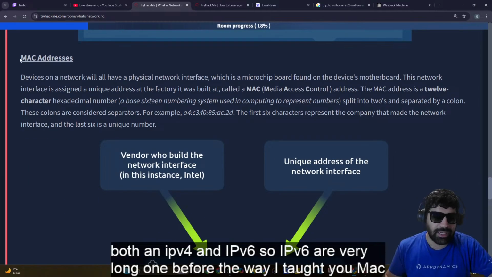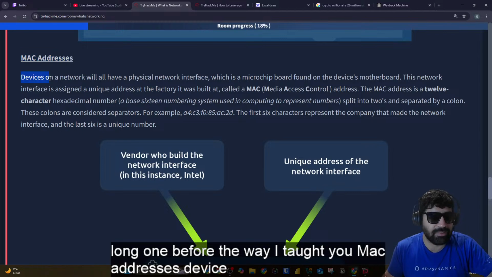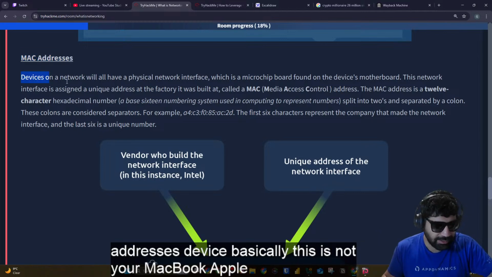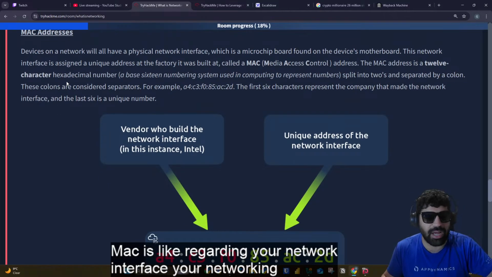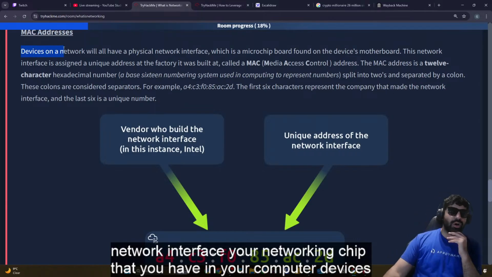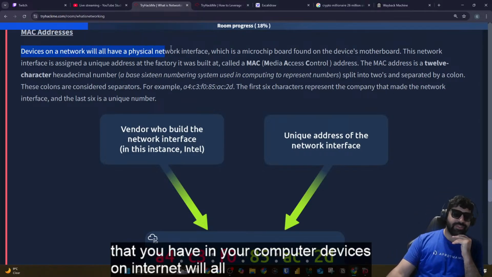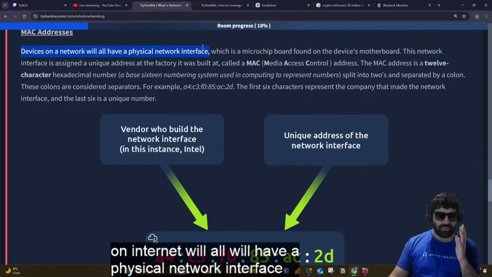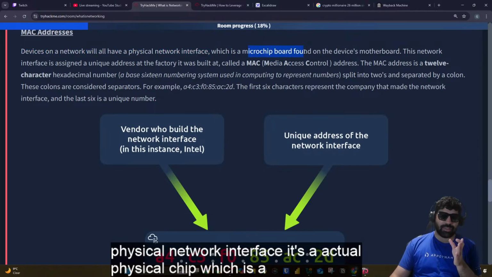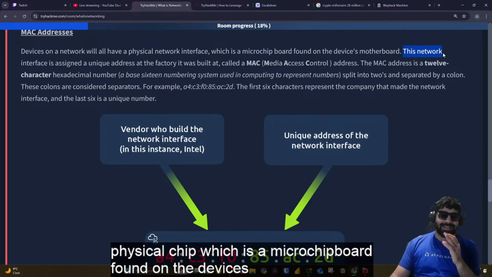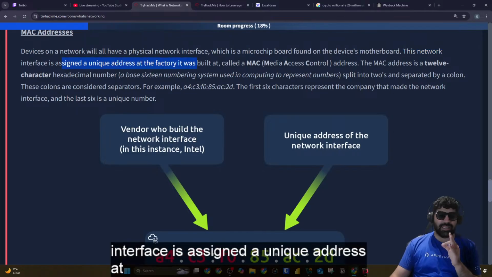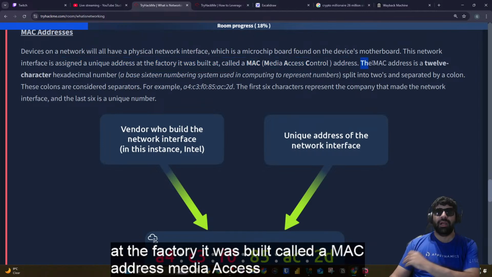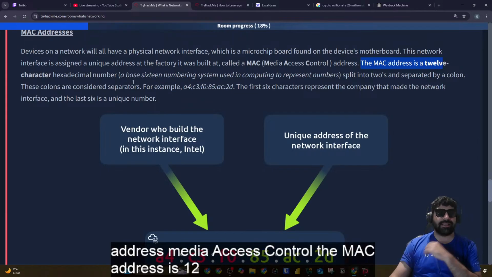MAC addresses. Basically, this is not your Apple MacBook. This MAC is regarding your network interface, the networking chip that you have in your computer. Devices on the internet will have a physical network interface. It's an actual physical chip, a microchip board found on the device's motherboard. This network interface is assigned a unique address at the factory where it was built, called a MAC address, media access control. The MAC address is 12 characters of hexadecimal.